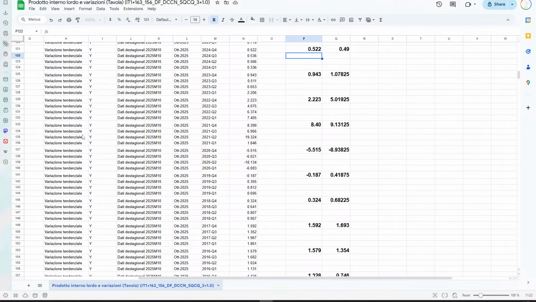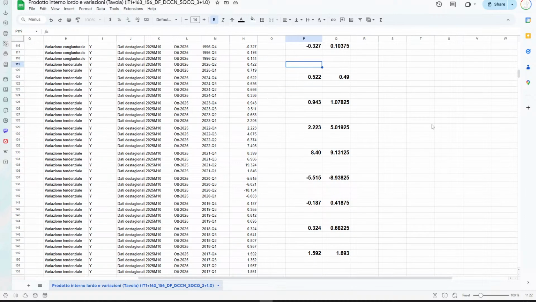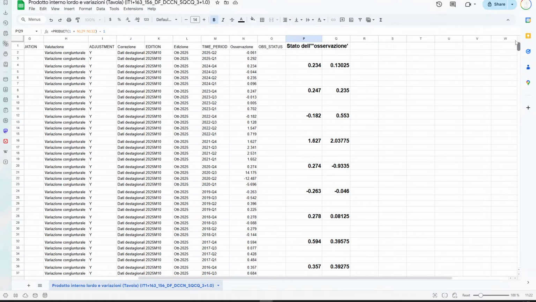Okay, then we end up here. 2024 0.5, 2023 0.9. There is a lot of discrepancy in these numbers, because if we want to see the other statistics, then we have other data. But anyway, not that bad, right. 2022 2.2%. If we see variazione congiunturale, it's way lower. It's negative.